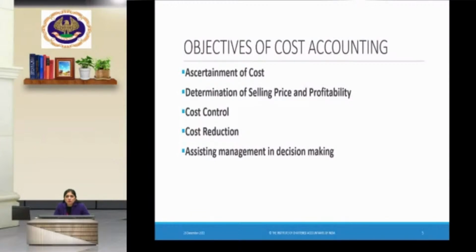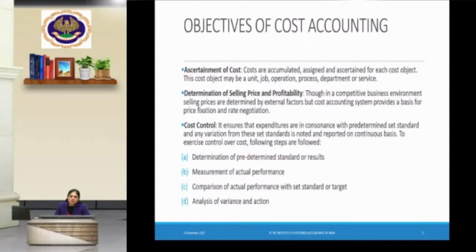Cost control and cost reduction. Again, very important concepts. Cost control is basically as per the standards set, and cost reduction is a continuous process. In cost reduction, we always focus on reducing the unit cost. Unit cost means per unit cost, we should reduce it. So we always find the scope of reducing the per unit cost. That is the overview of cost reduction, and we'll be learning more about it.